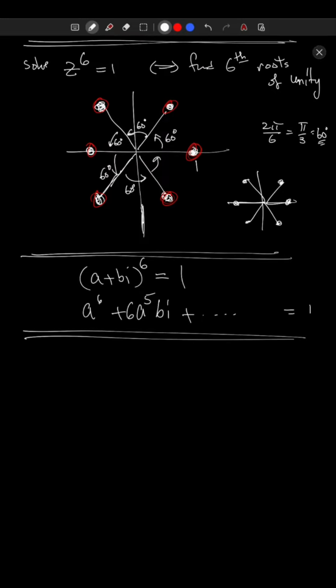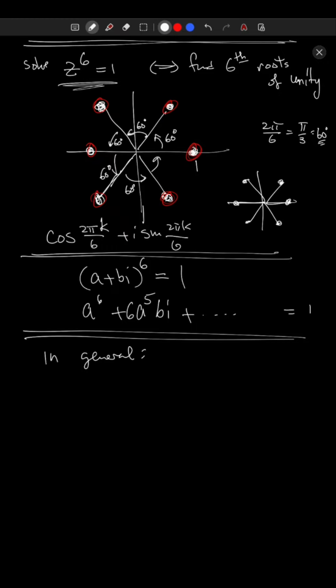Okay, so in general, I should write down the general solution in formula form for the 6 roots of unity. So this would be cosine. Again, the distance to the origin is 1, so I don't need the r term. So cosine of 2 pi k over 6 plus i sine 2 pi k over 6.